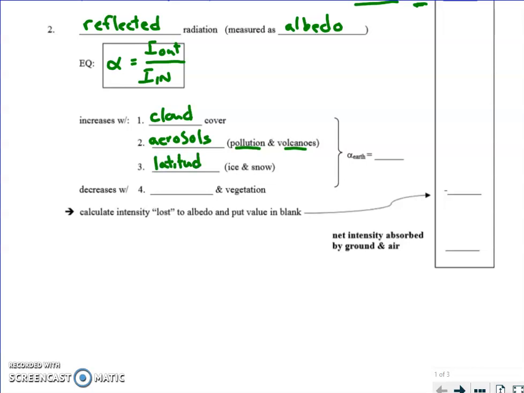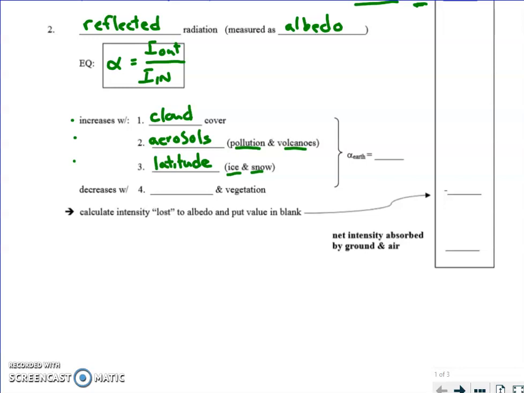Latitude affects albedo. In other words, latitude goes indirectly to how much ice or snow. We expect more ice or snow in terms of sheets and glaciers in the low latitudes, and we don't really expect to see any in the high latitudes. I got that backwards. The low latitudes are the equator. The high latitudes are the poles. That's where you're going to see a lot of albedo. So these are the three major factors that will increase albedo.